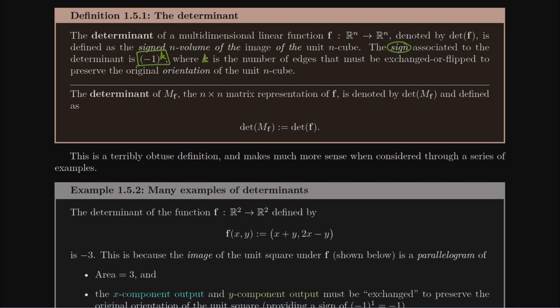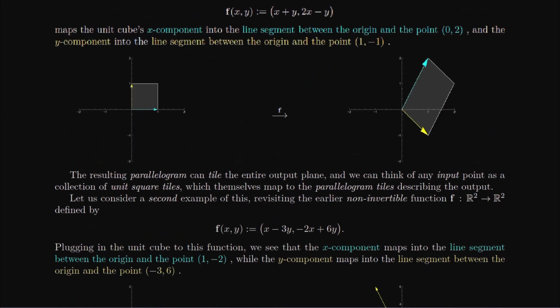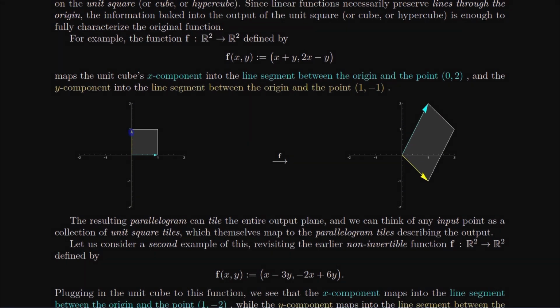What is this number k? K is the number of edges that must be exchanged or flipped to preserve the original orientation of the unit n-cube. That also sounds kind of strange. Let me describe what I mean by that with our earlier example of the determinant. Notice how the y direction is in the counterclockwise direction to x. So the x direction is horizontal, the y direction is vertical. That's pretty normal. But in particular, the y direction we care about is in the counterclockwise direction from x. If we look at the image under f, now the y direction is in the clockwise direction.